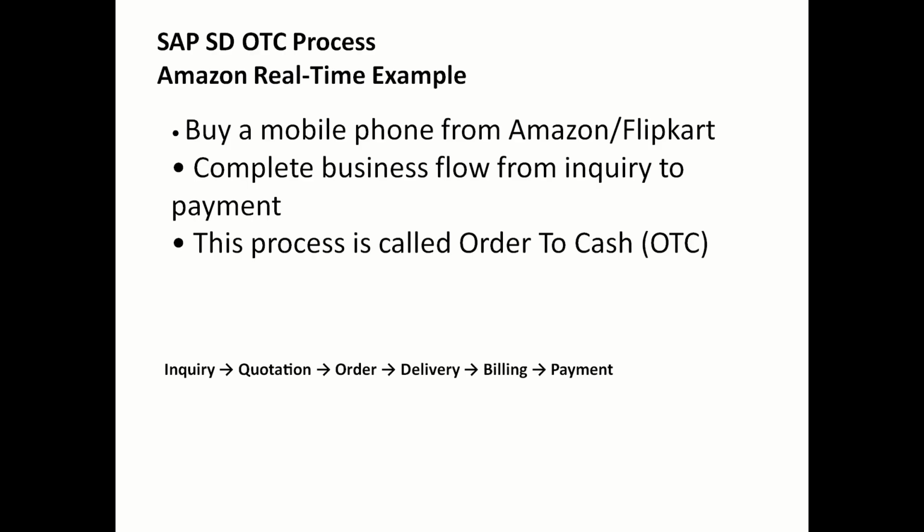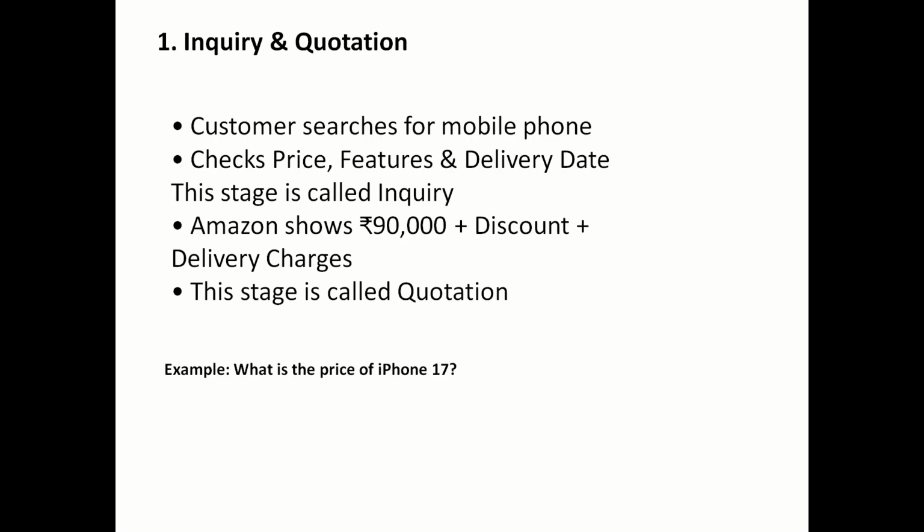Let us understand the SAP SD OTC process with a simple Amazon or Flipkart real-time example. Customer searches for a mobile phone, checking the price, features and the delivery date. This is called the enquiry about the product. Then Amazon shows the amount, discount amount and the delivery charges. This stage is called the quotation.